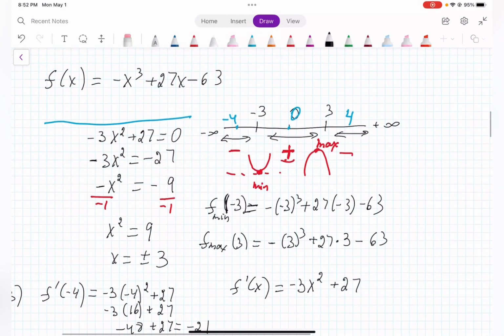So what do we get in this one? So negative 3 cubed, let me use a different color. Negative 3 cubed is going to be negative 27.